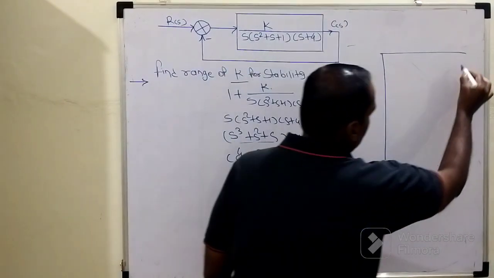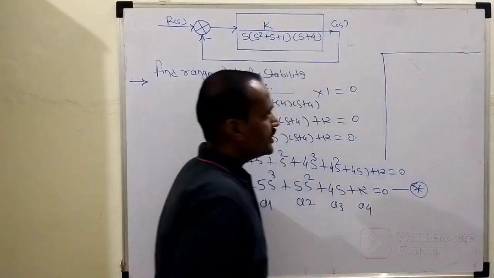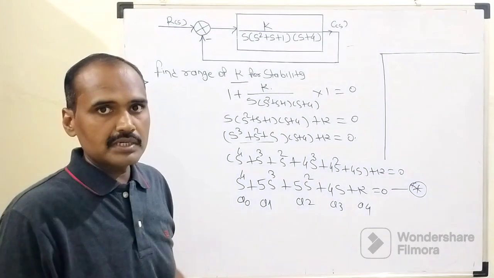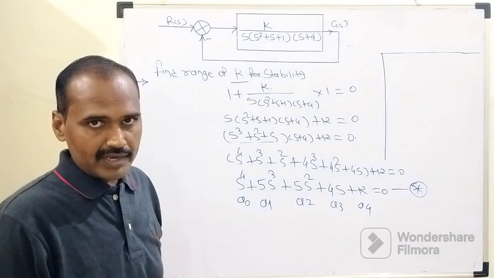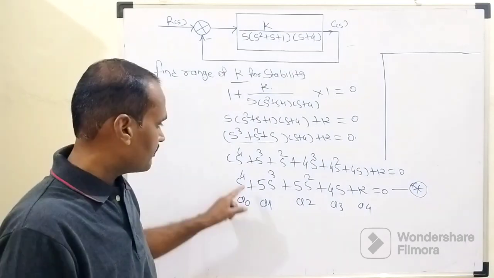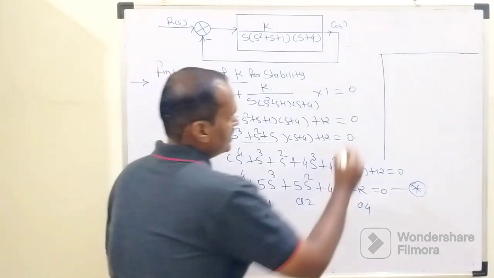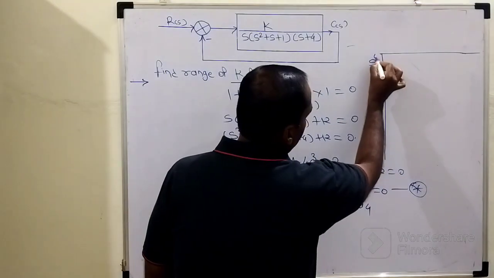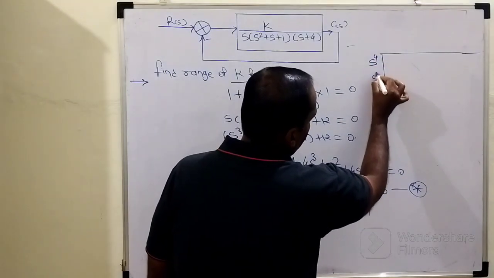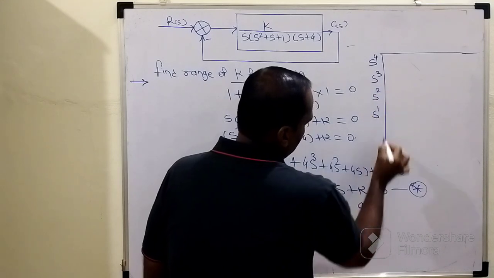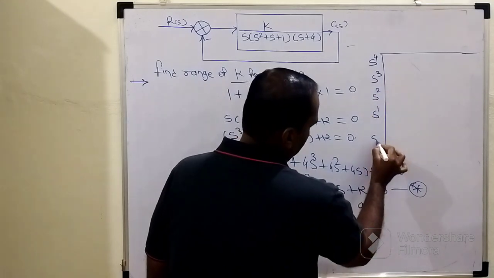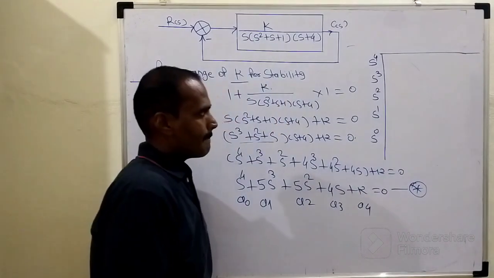Within this Routh array, first of all, we need to observe what is the highest degree of s in this characteristic equation. The highest degree of s is s raised to 4. So this will be written in descending order: s raised to 4, s raised to 3, s raised to 2, s raised to 1, and the lowest degree of s is what here? s raised to 0, right?